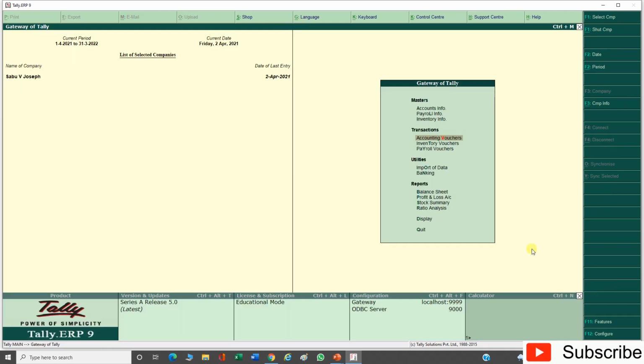Now we completed almost 12 stages of income tax adjustment.